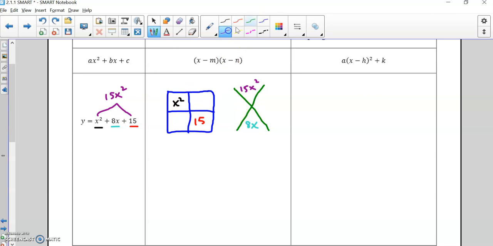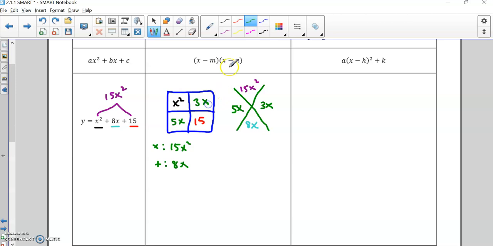Now we ask ourselves, what two numbers multiply to make 15x squared and add to make 8x? After thinking for a while, you always want to start with the factors. Think of what multiplies to 15 and pick the pair that also adds to 8. So we know that 5x goes here, 3x goes here, because 5 times 3 is 15 and 5 plus 3 equals 8. So we're ready to fill in our boxes. Oops, I'm just making mistake after mistake here.